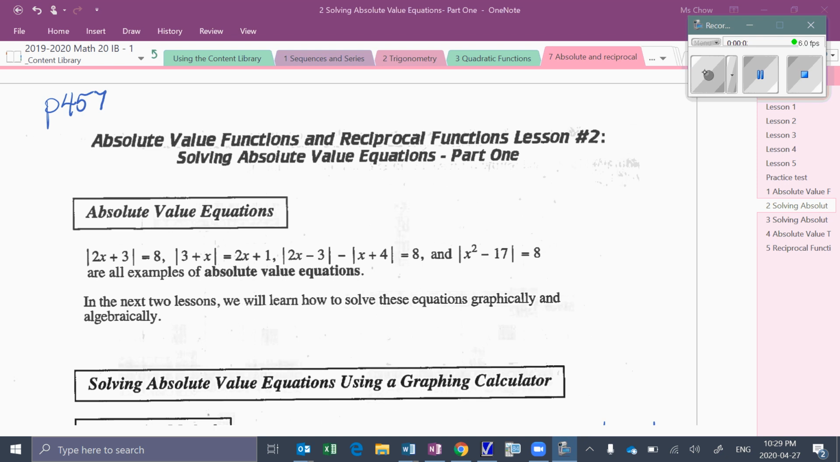Okay, so we're on page 457 of your Absolute Value Math 20 workbook, and today we're looking at solving absolute value equations, part 1. Of course, an absolute value equation makes sense. It's got absolute value bars, and it's got a left side and a right side, which makes it an equation. So we're going to be looking at not only how to solve graphically, but also how to solve algebraically.